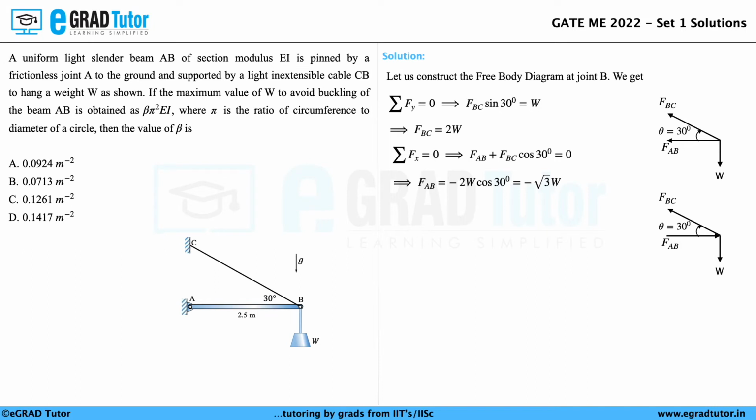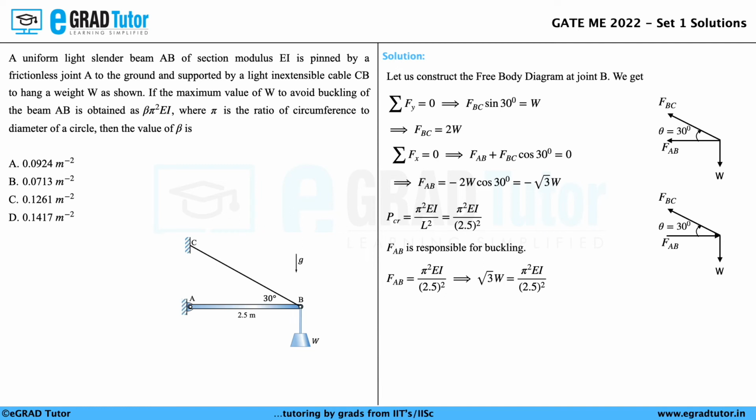We know that the critical buckling load for a column is given as PCR is equal to pi square EI by L square, where the length of the column, that is the length of the beam AB, is given in the question as 2.5 meters, which can be observed from the figure. For the beam AB to buckle, force FAB is responsible. Therefore, the critical buckling load will be FAB is equal to pi square EI by 2.5 whole square, where FAB was found out as root 3 into W, so root 3 W is equal to pi square EI by 2.5 whole square.